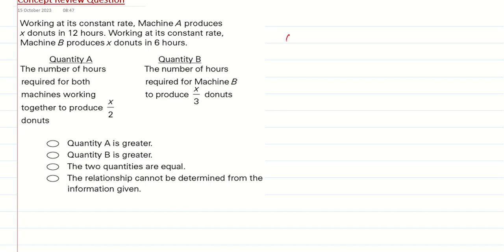Let's write down here quantity A and quantity B. I have the options A, B, C, D. Now see what the question is all about. The number of hours required for both machines working together to produce how many donuts? X by 2 donuts. We're talking about time only. So this is the question mark.